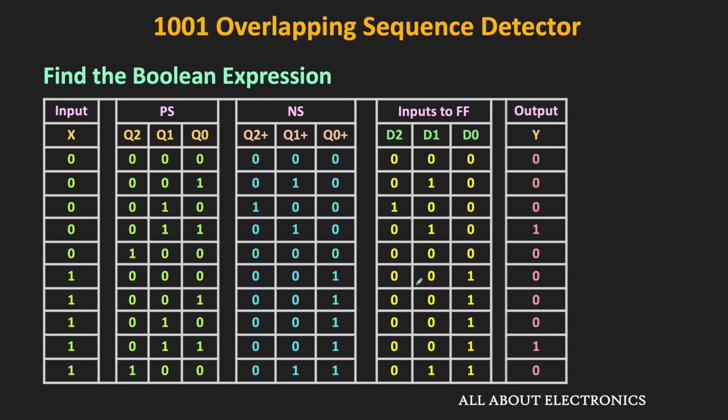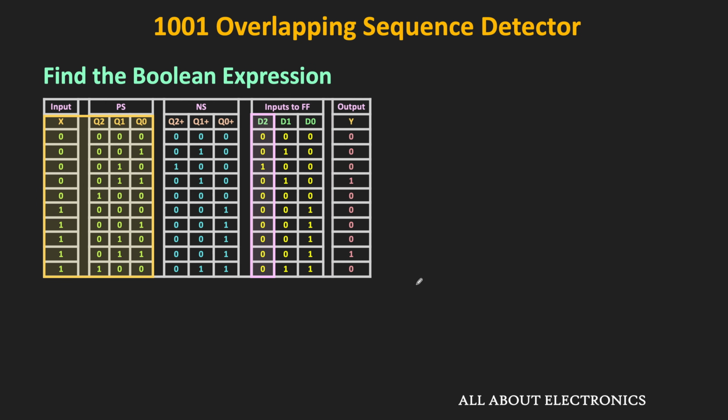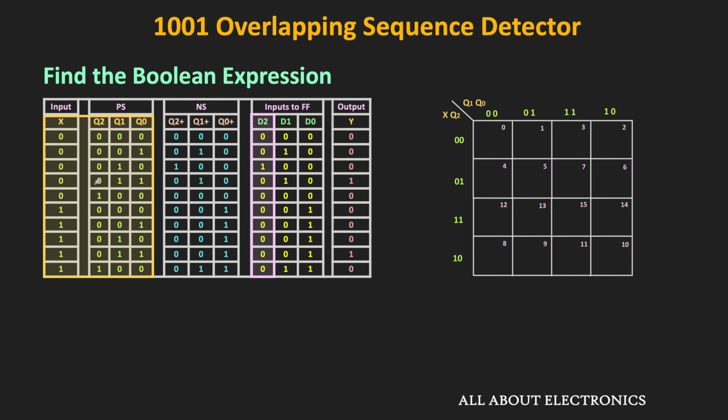So first, let us find the Boolean expression of this D2 input in terms of the present states Q2, Q1 and Q0 and the input X. And using the K map, let us try to find the simplified expression. So as you can see over here, this D2 is equal to 1 only for one input combination. So first, let us represent it in the K map. That means here, this D2 is equal to 1 when the X and the Q2 is equal to 0 and the Q1 and Q0 is equal to 1, 0.